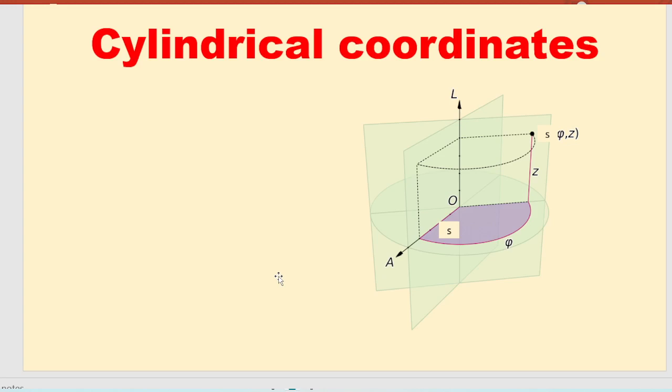Now we will discuss the other coordinate system, which is the cylindrical coordinate system. We can think that a cylinder has a fixed radius s, and the height is denoted by the z coordinate, and this angle is phi. So phi is similar to the angle we have taken in spherical coordinates.